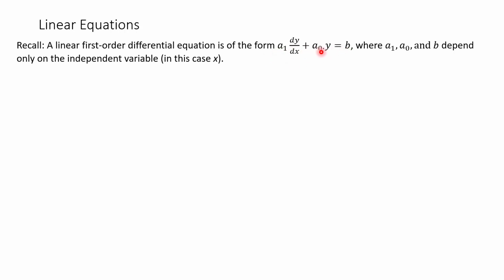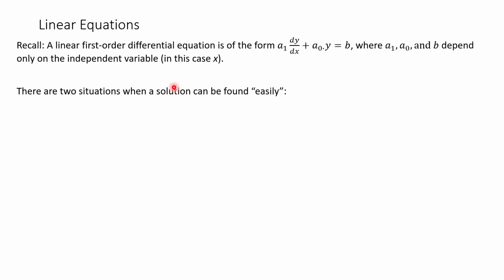And so a sub 1, a naught, and b all only depend on the independent variable. Normally that's going to be x. So they're functions of x only. And so there's going to be two situations when this linear first order differential equation can be easily solved for. We can easily find a solution.